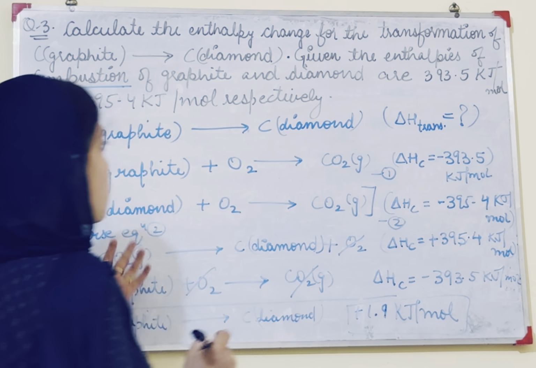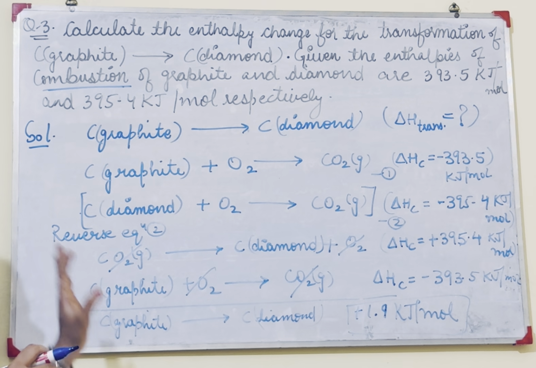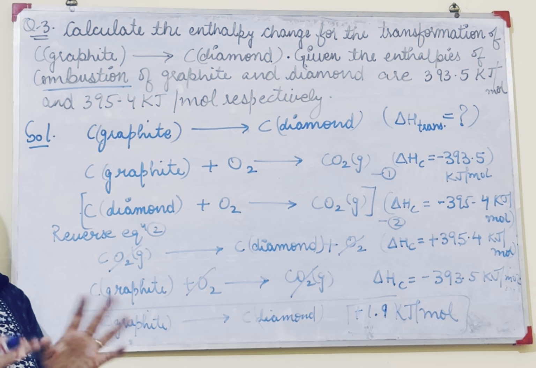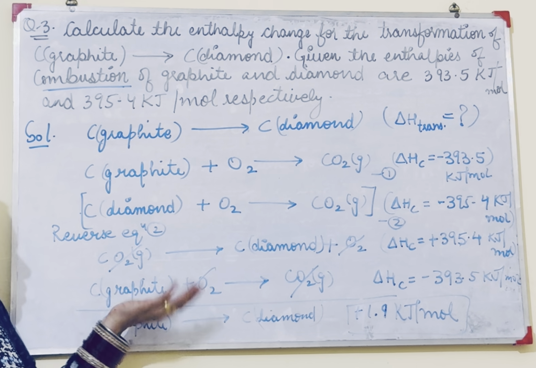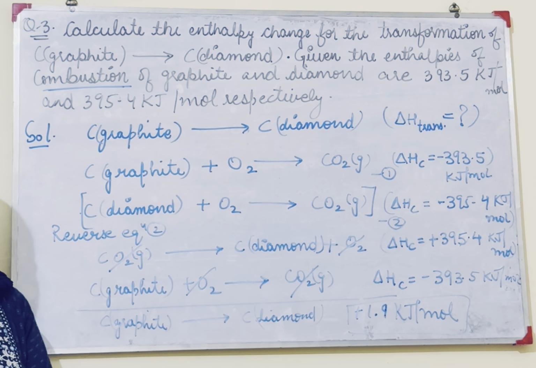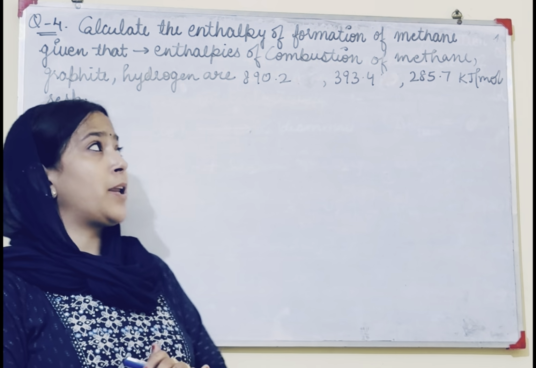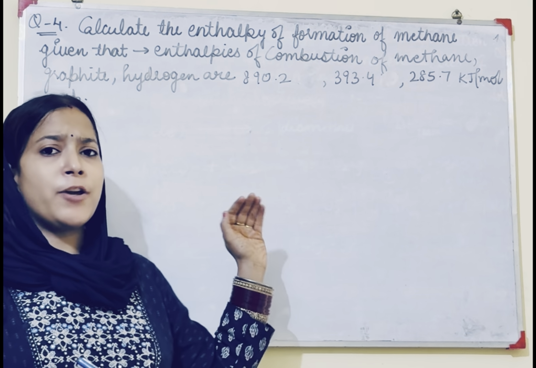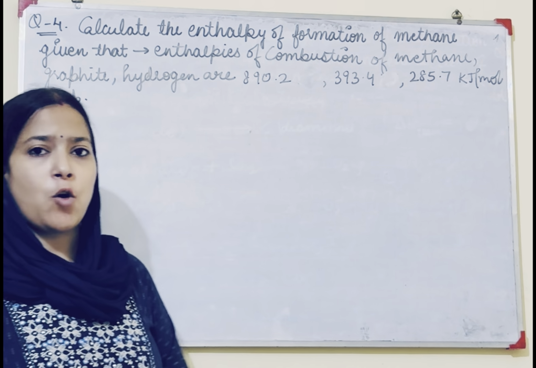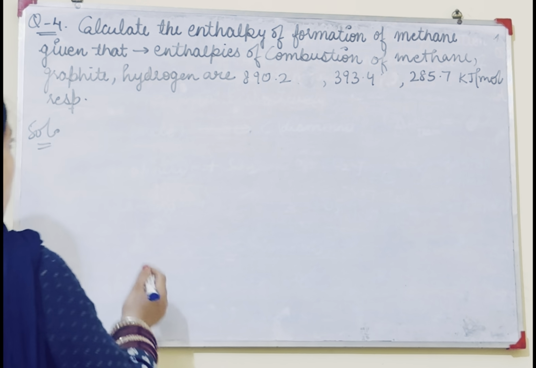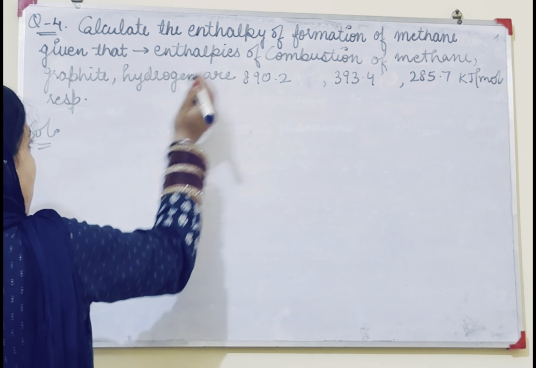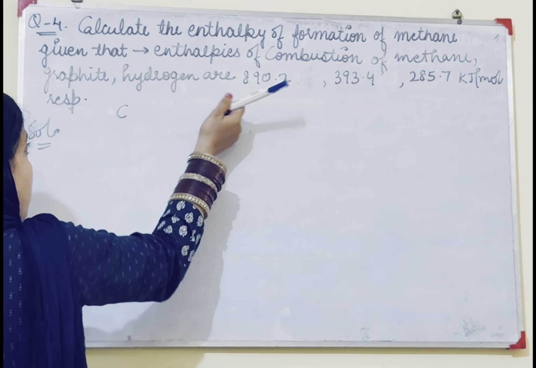This is the one way to solve this numerical. Just understand and reverse or multiply the reaction with the required condition. This is the numerical based on Hess law. We can solve it by the previous manner also, but in this case we solve it. First, calculate the enthalpy of formation of methane.